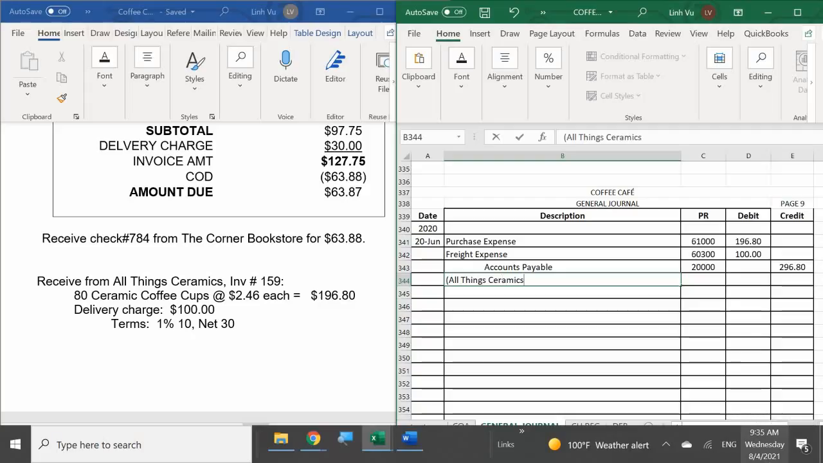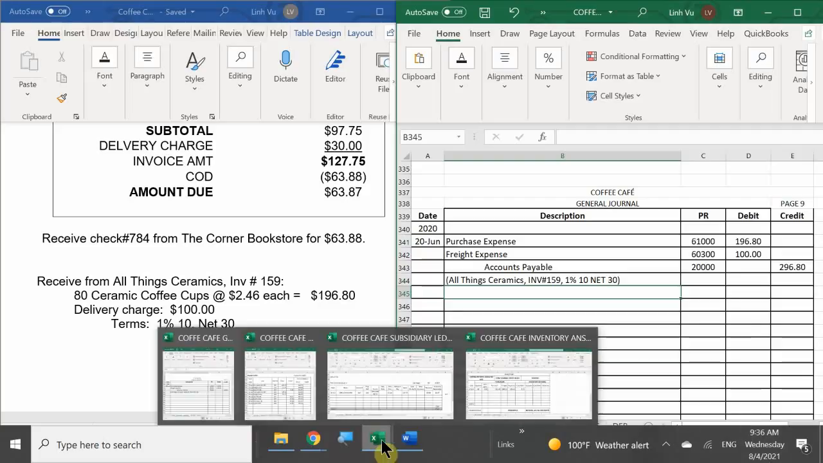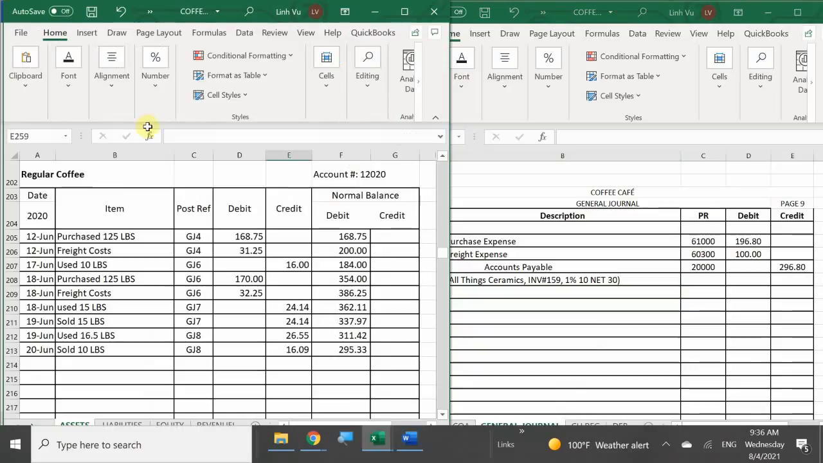Okay, ceramics, invoice number 159, comma, 1% 10 net 30. Good. And then we need to go to our general ledger. General ledger, good. We finished our journal, so next comes the ledger.